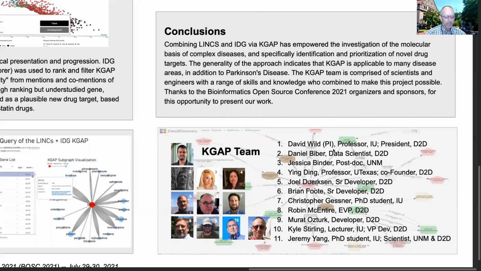In conclusion, combining LINCS and IDG via KGAP has empowered the investigation of the molecular basis of complex diseases, and specifically identification and prioritization of novel drug targets. The generality of the approach indicates that KGAP is applicable to many disease areas in addition to Parkinson's disease.